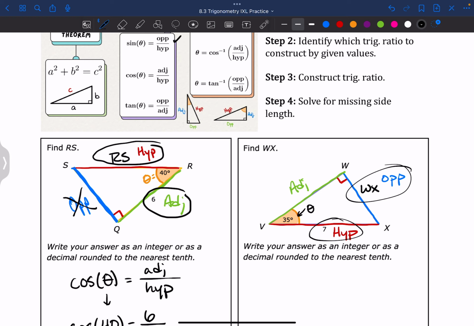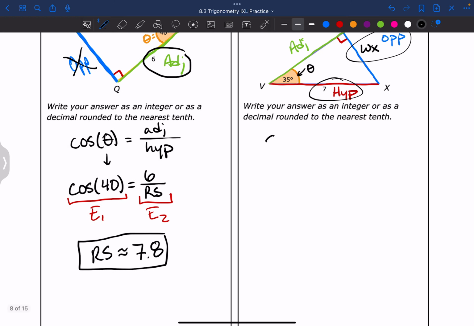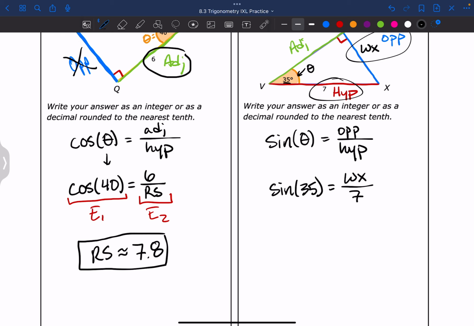It is, again, sine. So sine of theta is equal to opposite side over the hypotenuse. Sine, my angle is 35, so I'm going to put 35 here. So sine of 35 degrees is equal to opposite, which is WX, over the hypotenuse 7. Perfect. We've been here. I'm going to use numeric solver to help me find our missing value WX. So let's get into that again.